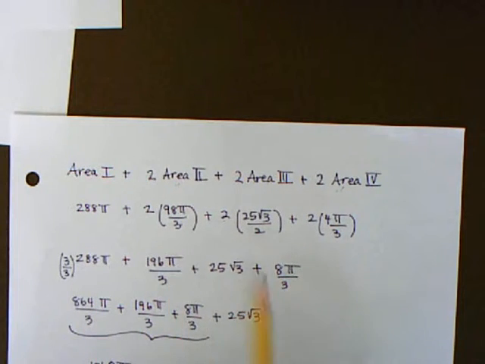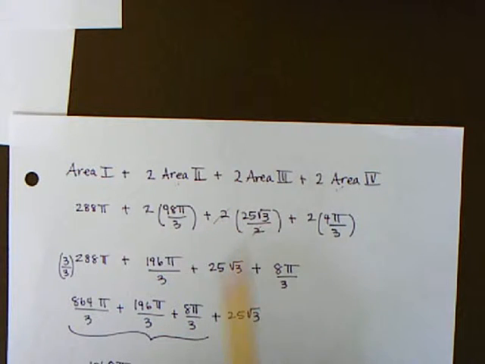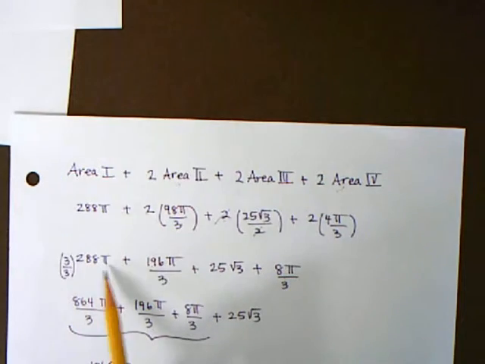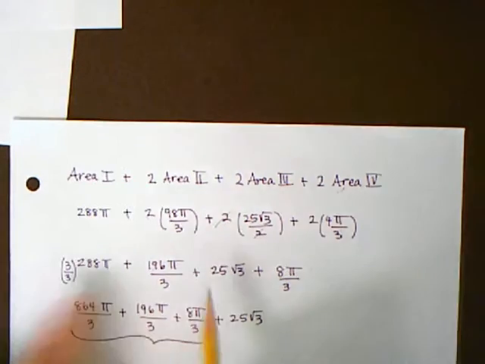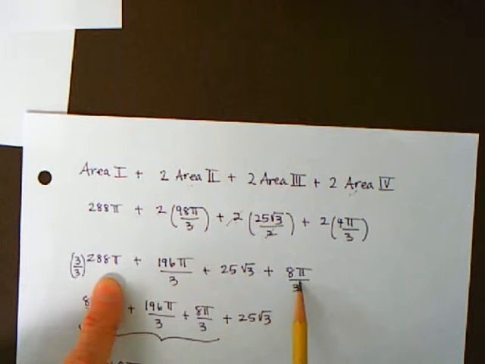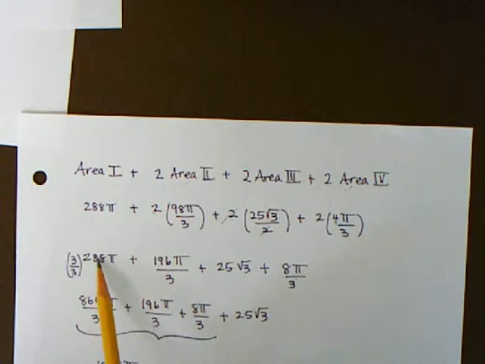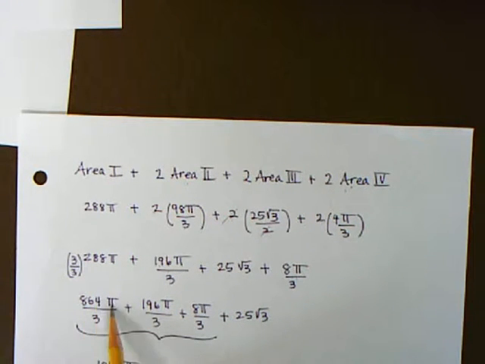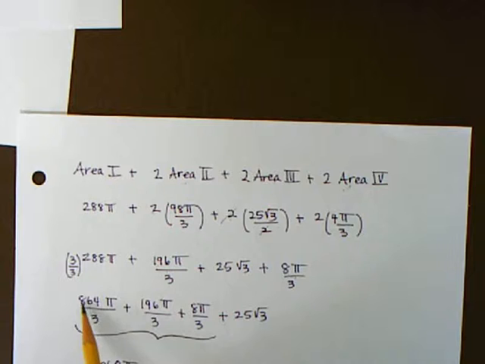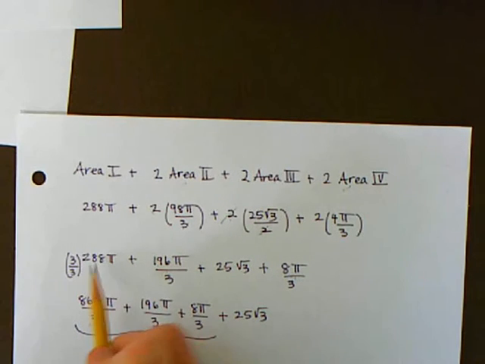Okay, so let's see. The 2's cancel here, and I just get 25 radical 3. 2 times 4 pi over 3 is 8 pi over 3. 2 times 98 pi over 3 is 196 pi over 3. And I have the 288 pi. What I need to do in order to combine all these guys is get a common denominator so that I can add them. All right, so multiplying 288 pi by 1 in the form of 3 over 3 gives me 864 pi over 3. 3 times 288 is 864, and 3 times 1 here is just 3.